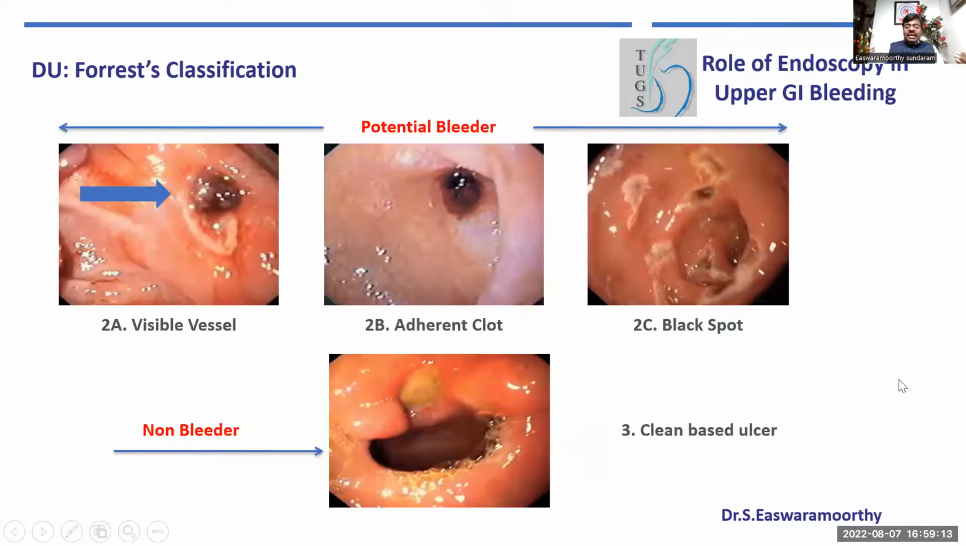Whereas here is the million-dollar question: which one of these will require endotherapy? That is a potential bleeder. It was bleeding yesterday. It might bleed tomorrow.